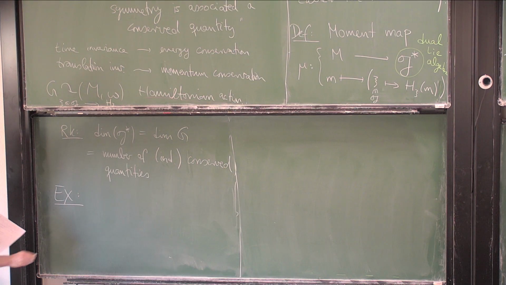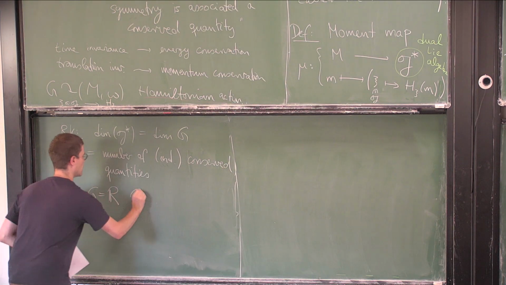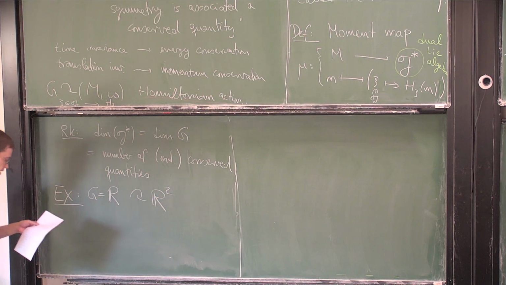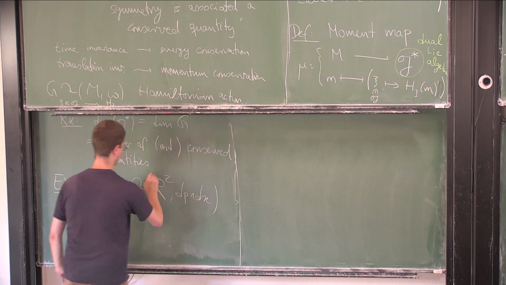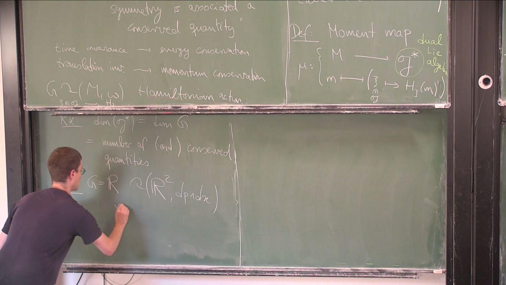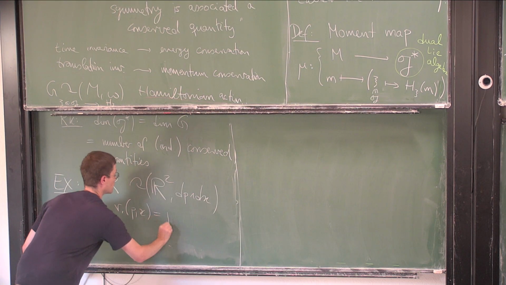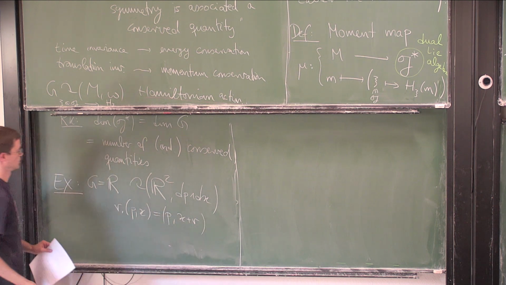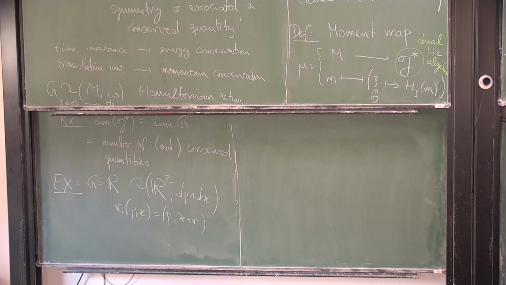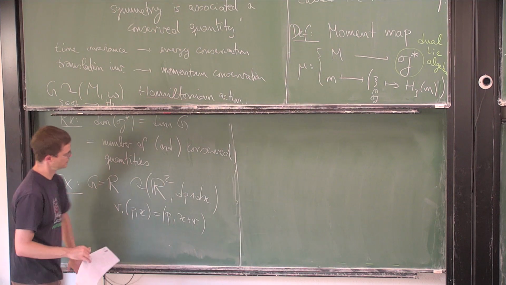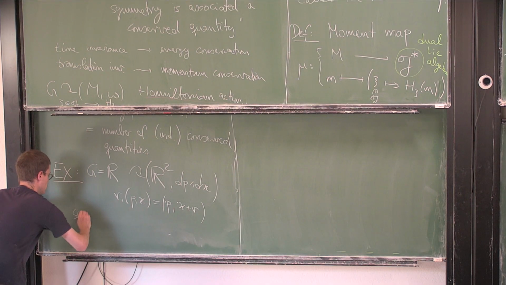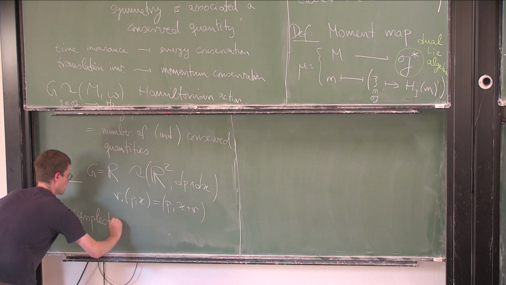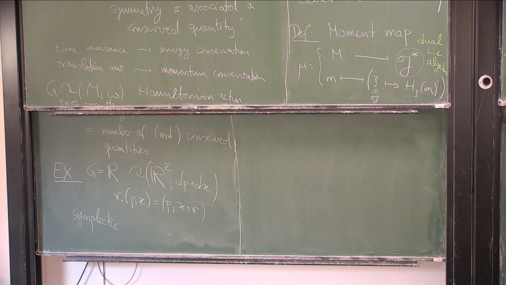Probably in order to better understand what happens, let's use an example. Well, the simplest example we can imagine is R acting on R2 by, let's say, x shift. So P dx here, and let's say that R acts on (p,x) by (p, x+r). So this is the x shift. It's symplectic, of course, since it preserves areas.